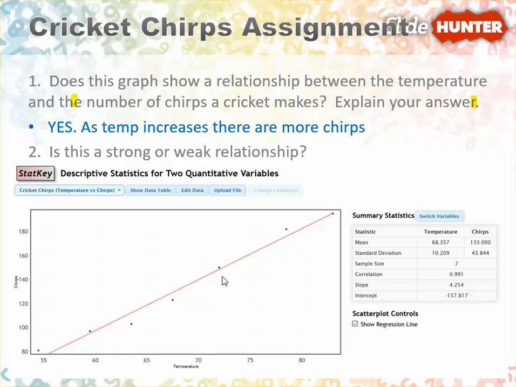Later, you'll be asked to find an actual R value. This is not something you have to calculate on your own because it's a pretty detailed multi-step formula. But the great thing about technology is that we can find this in the summary statistics. So to the right of the graph, it shows the correlation. So this shows that our correlation is 0.991. So yeah, that's a very strong positive relationship. You can use this to answer the rest of the questions, and you're going to predict things about different temperatures and how many chirps you might expect.